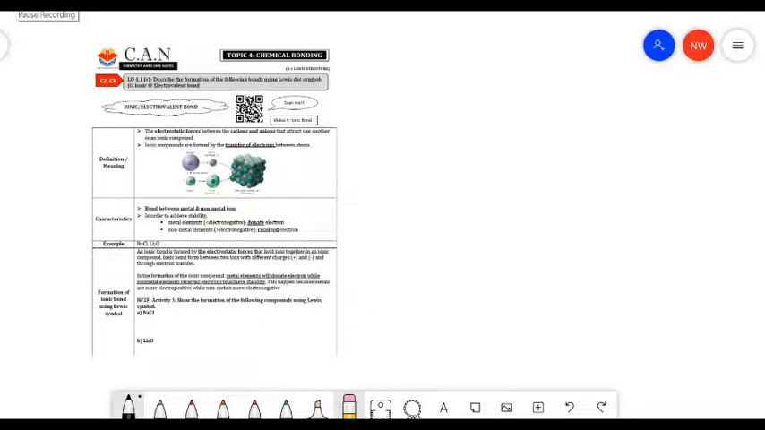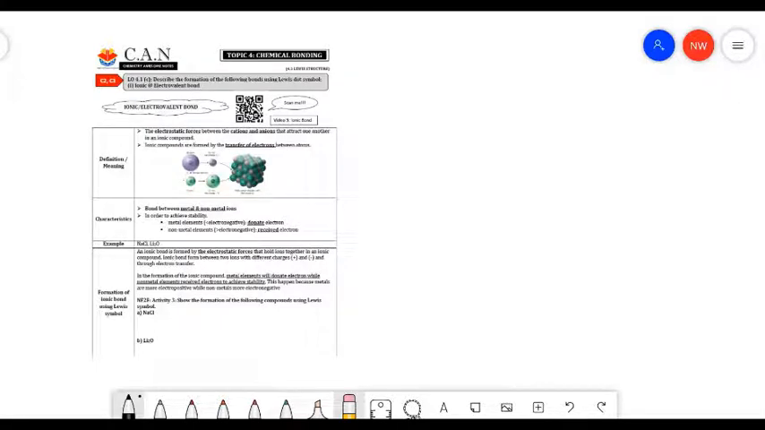Okay, so we are going to learn new things today. It's about ionic bond, or the other means is electrovalent bond. Jadi kita tengok dahulu learning outcomes-nya. Describe the formation of the following bond using Lewis dot symbol. It means menggunakan Lewis dot symbol, kita kena tunjukkan bagaimana ionic bond terbentuk.